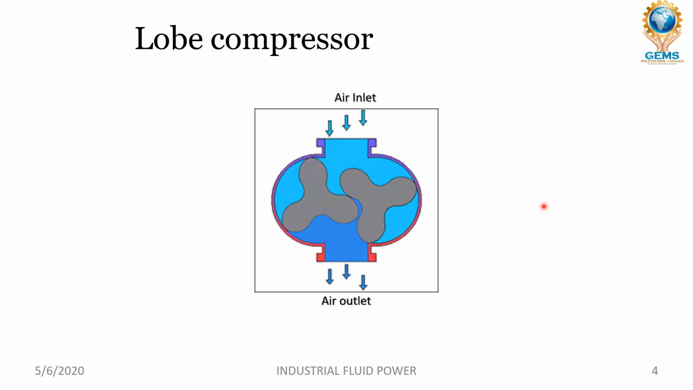So this is the lobe compressor, how it works. The air inlet, the two lobes are running, one is driven and one is driving, so that the compressed air comes out at the outlet.